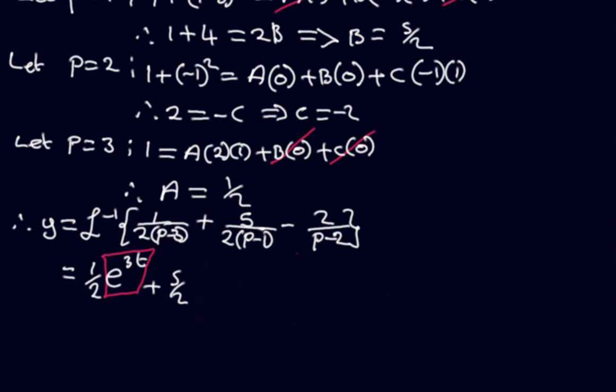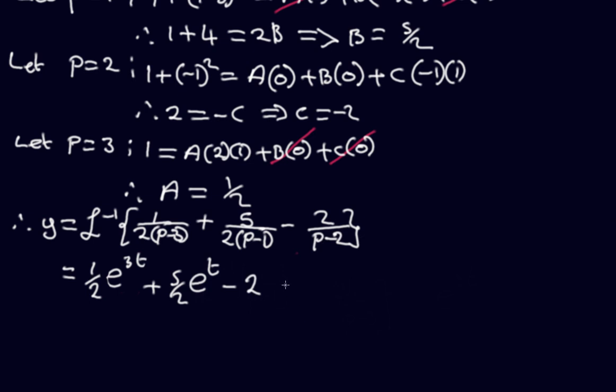Okay, so therefore, what we have here, let me first get rid of this color here. Okay, so let's continue. So therefore what we have here, now 1 over p minus 1, and this will give us e raised to t. Then lastly we're having a 2.